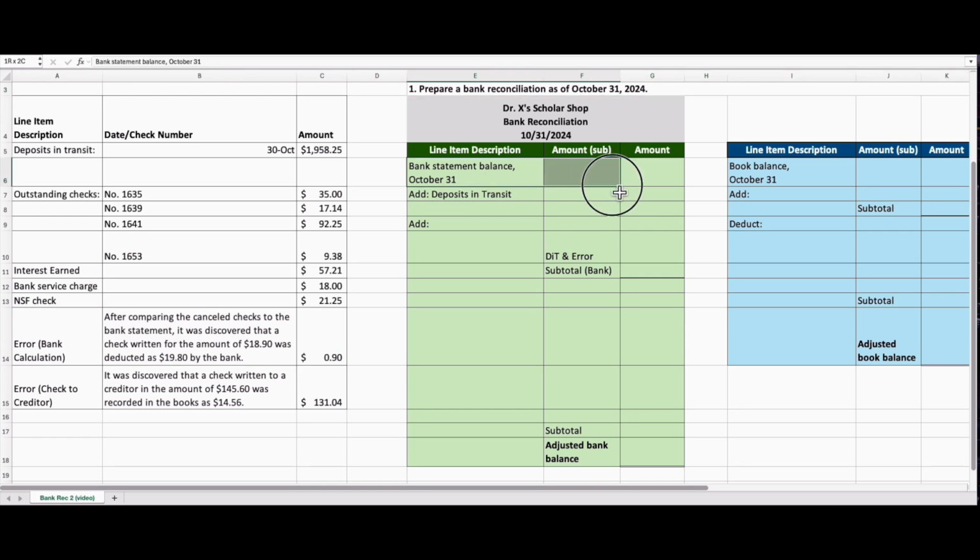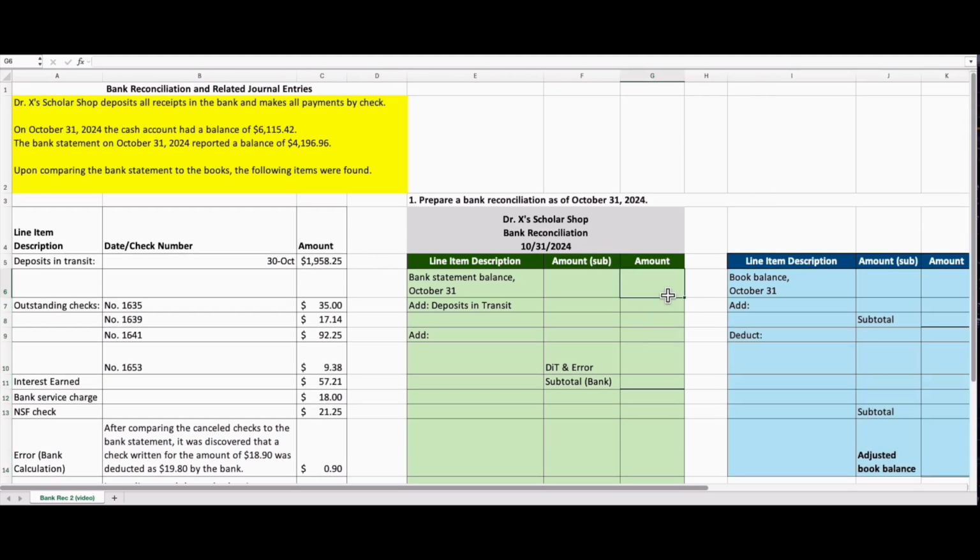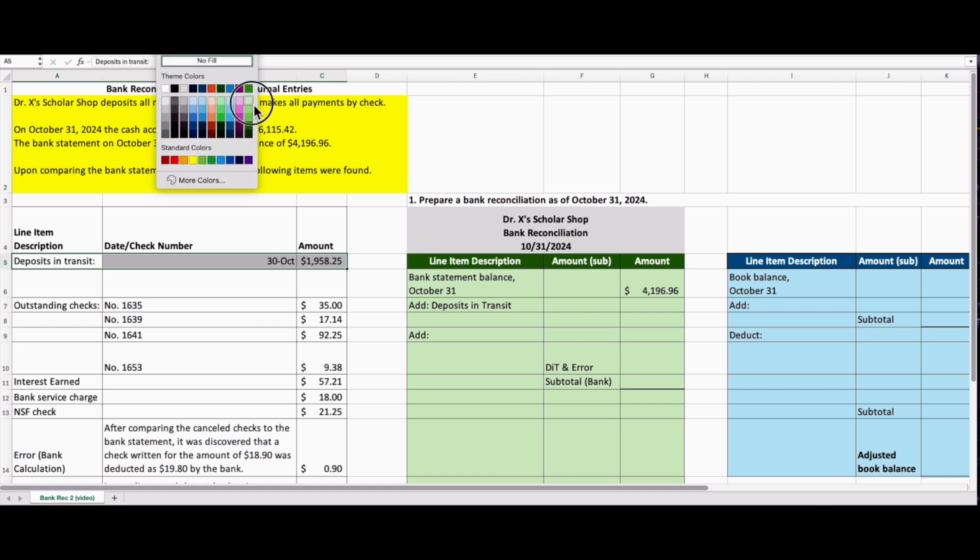We're going to start over here in the green area. I love me some color. The green area is going to be for the bank reconciliation part. Blue is going to be for the book reconciliation part. We'll start on the bank side. According to the bank statement, the amount that was in the account was $4,196.96.